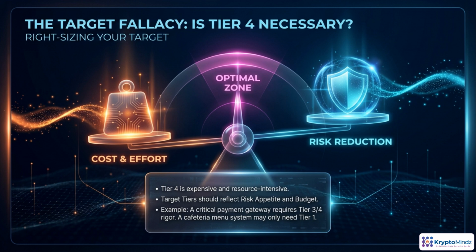Not every environment needs Tier 4. Think in terms of balance. What level of rigor gives you enough risk reduction for the cost, effort, and friction it introduces? Your target tier should follow risk appetite, criticality, and budget, not ego or perfectionism. A payment gateway handling card data might justify Tier 3 or 4. An internal cafeteria menu app probably doesn't. Aim for the optimal zone, then be ready to justify it in business terms.